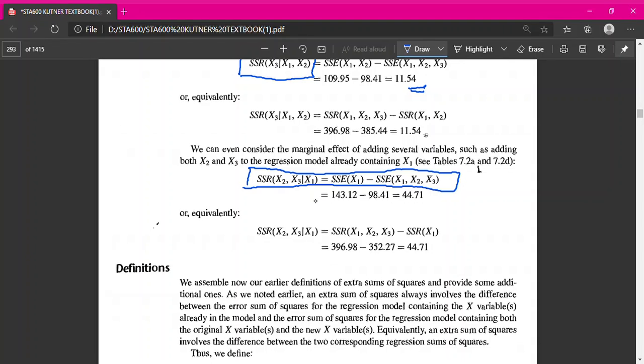Okay, kalau formula SSE, SSE X1 minus dengan SSE untuk full X1, X2, X3. Ataupun you can use this formula. Okay, itu adalah dia punya formula, the definition how to get the extra sum of square.